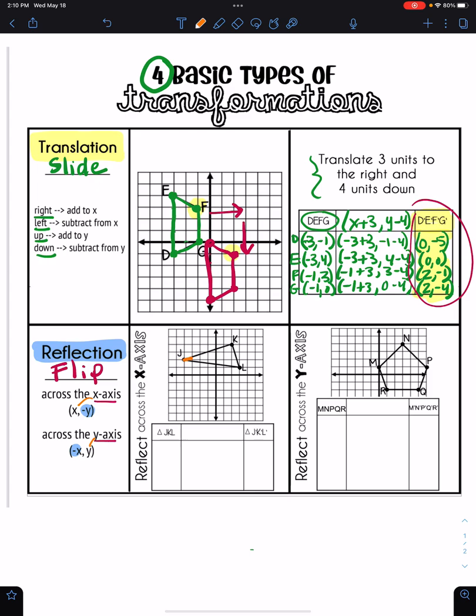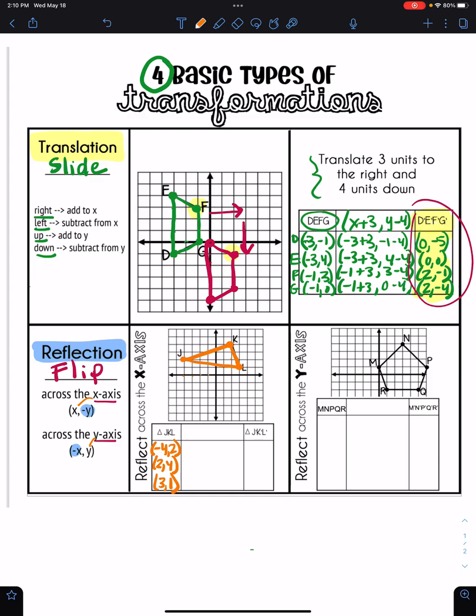So here we have our original triangle, triangle JKL, and it has points, right? So let's write down our original points first. So J is negative 4, positive 2. K is positive 2, positive 4. And L is 3, 1.